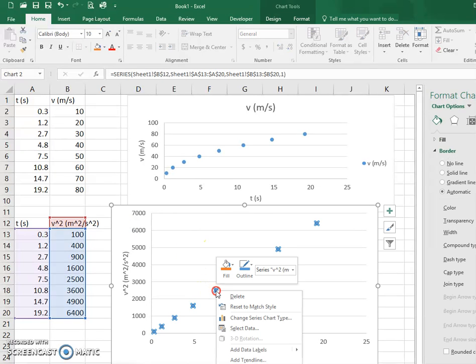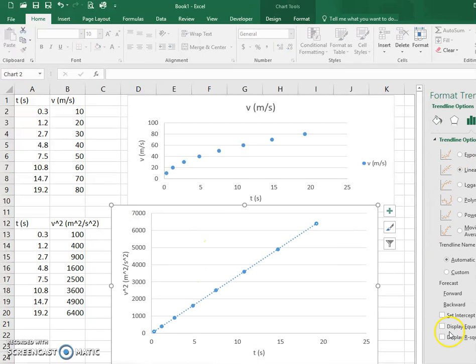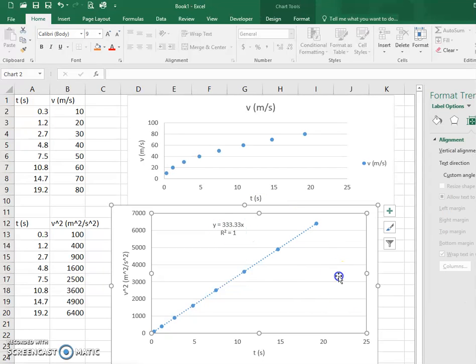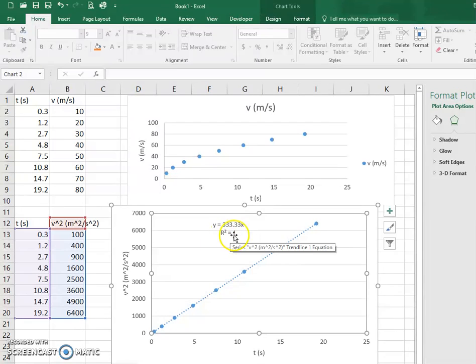At this point, I right click on the data. I add a trend line. It's going to be display equation, display R squared value, and that's my equation. Okay, this is perfect data. It's a 1 R squared value.